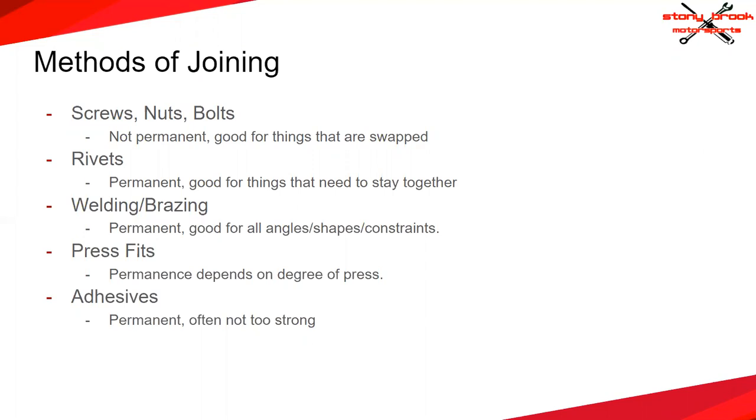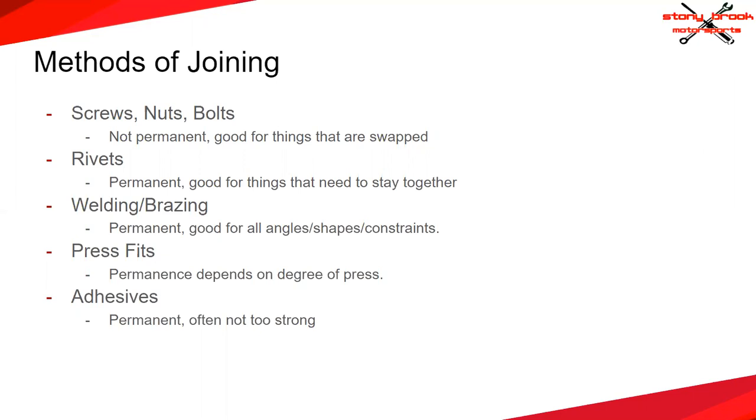You have things like rivets, which are permanent, but are much better for things that just generally need to stay together. Welding and brazing is when you take two pieces of metal, in the case of welding, and literally fuse them together. As you can imagine, because they're literally now the same thing, it's pretty permanent. Welding and brazing is great because you can attach things at all kinds of wacky angles. As long as they're generally touching and you can melt the two together, they should be good to go.